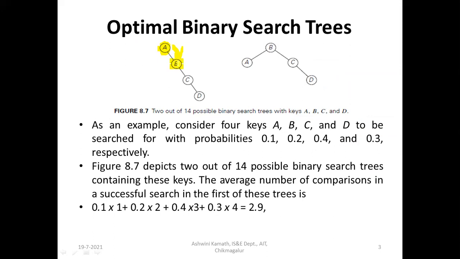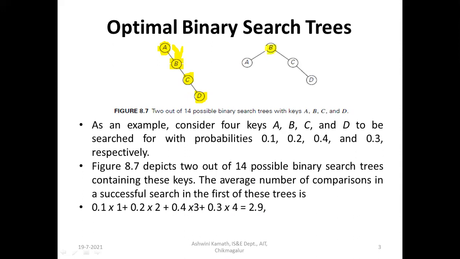If it is not the key you are searching for, then go to C. If you want to search for C, then 3 comparisons: first A, then B, then C. If you want to search for D, then 4 comparisons. I hope you are getting it. With the probabilities given, 0.1 into 1 comparison, 0.2 into 2 comparisons, 0.4 into 3 comparisons, and 0.3 into 4 comparisons. This value will be equal to 2.9.